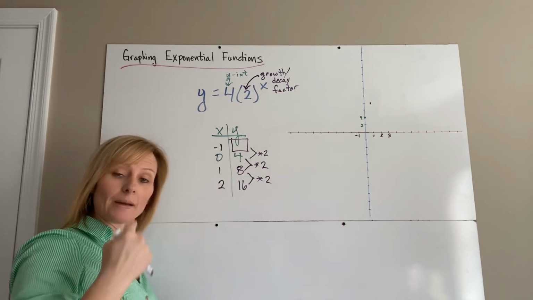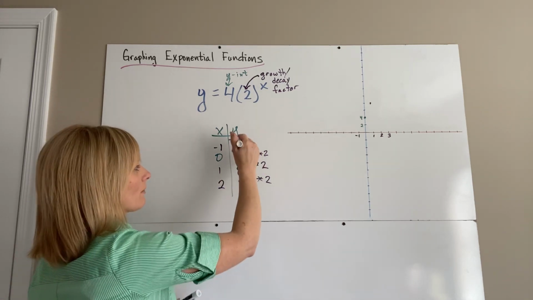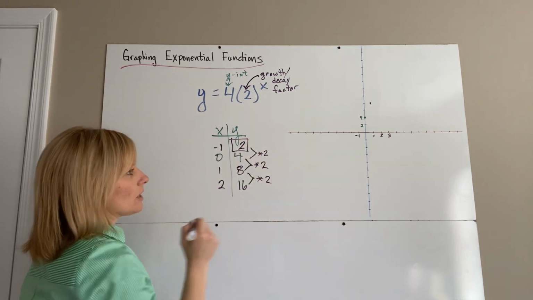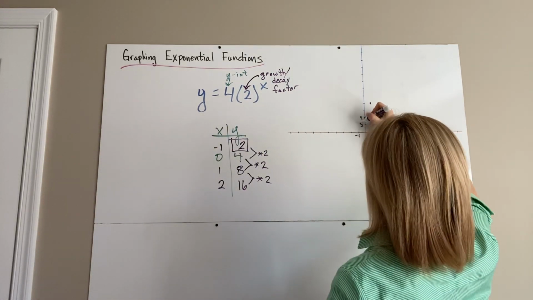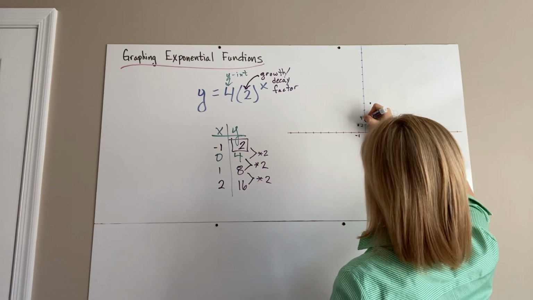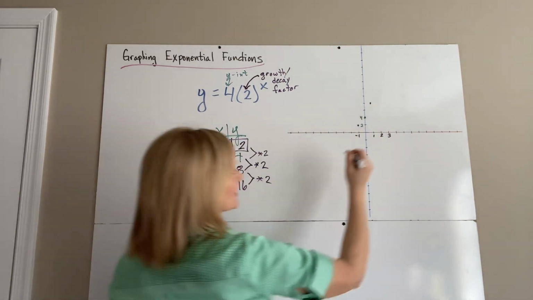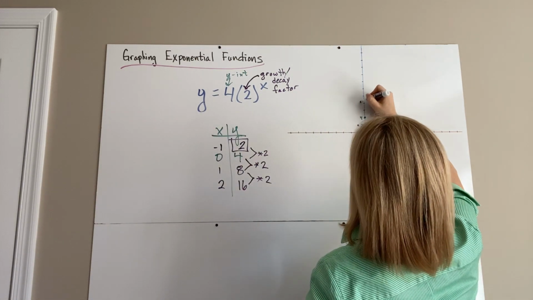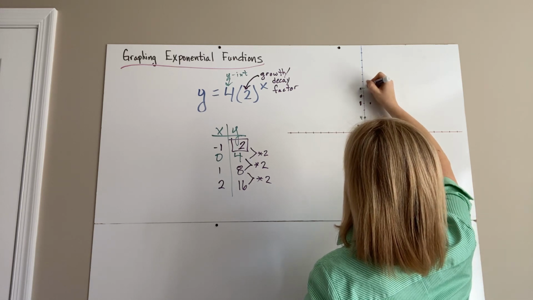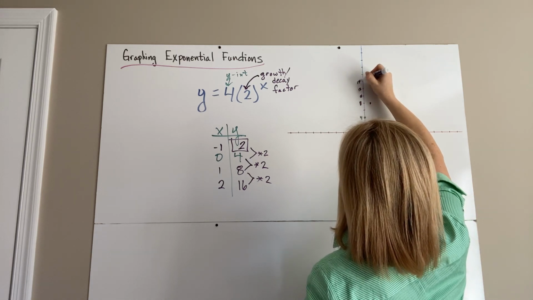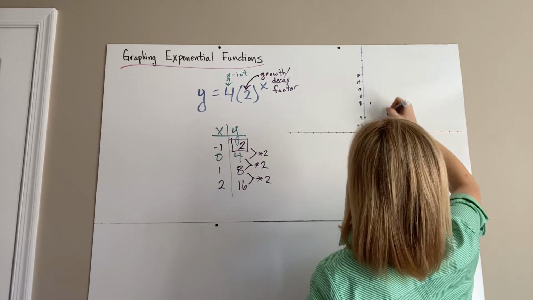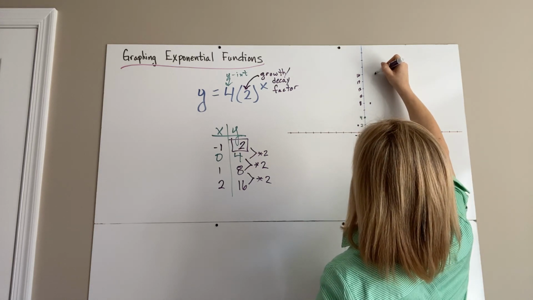Well, what's 4 divided by 2? Okay, well that's 2. So at -1, we're going to be at 2. And that 2 will be at 16. So 2, this is 8. This is 10, 12, 14, 16. So at 2, we're going to be way up here at 16.